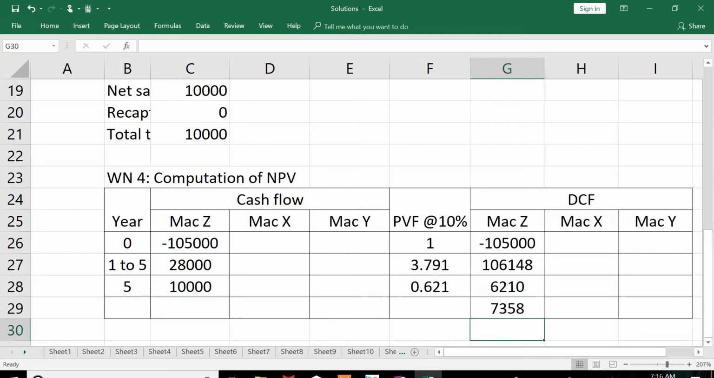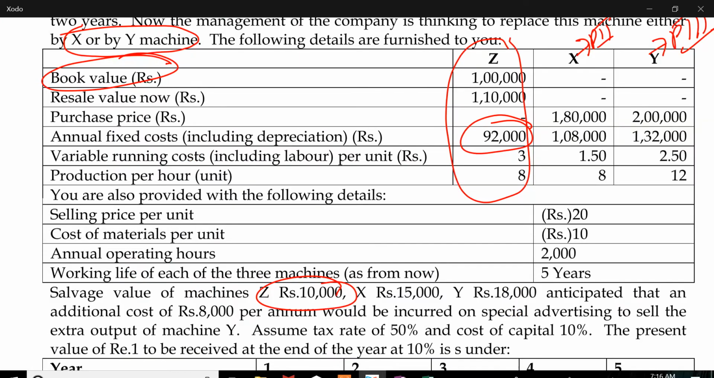So machine Z was a separate problem altogether. Now machine X is a separate problem altogether. Can we proceed to machine X? Clear? Now let's go to machine X. What is the initial outflow for machine X?